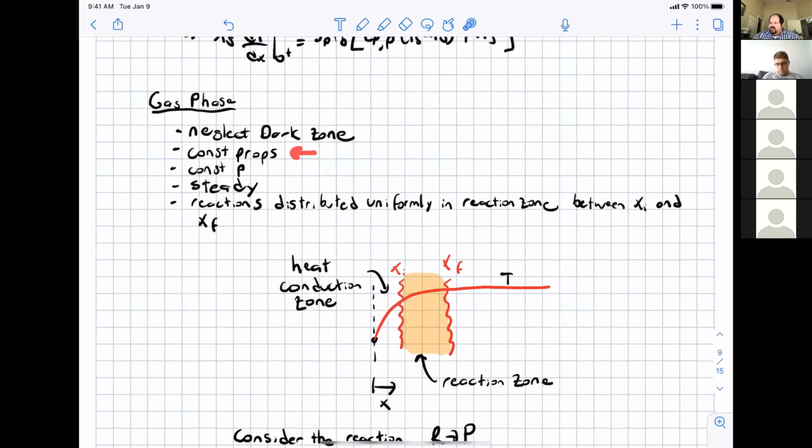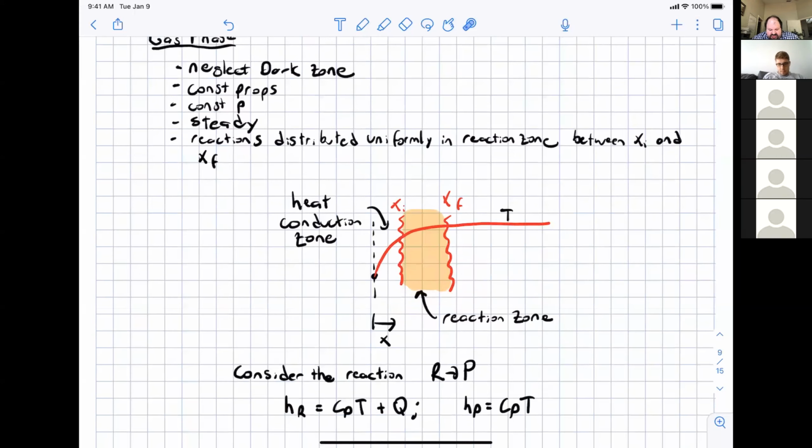We're going to assume constant properties. That is, the gas phase reactants exiting the surface of the propellant have the same specific heat as the final combustion products after the flame zone. Again, we're going to assume it's steady, and that the reactions are uniformly distributed in a reaction zone that starts at x_i and ends at x_f.